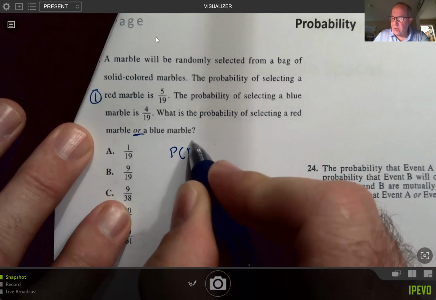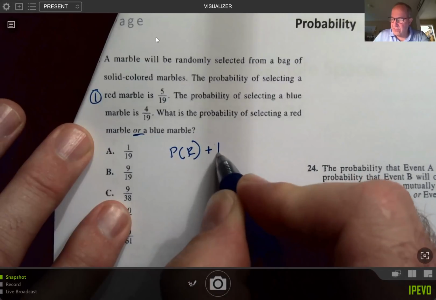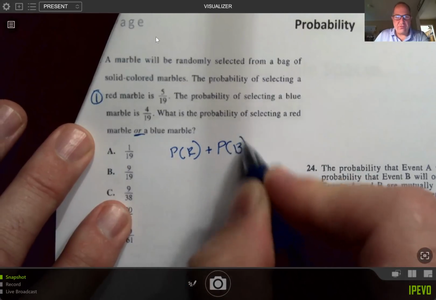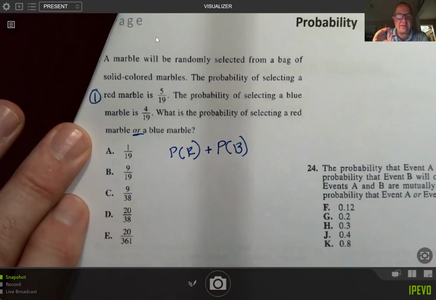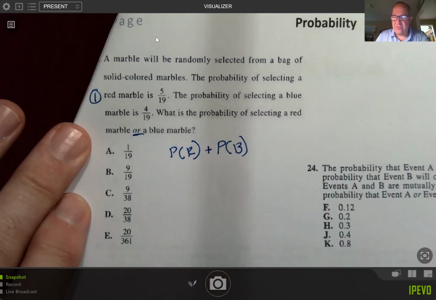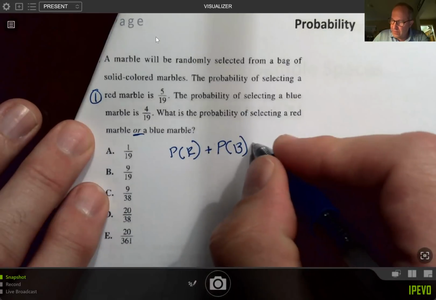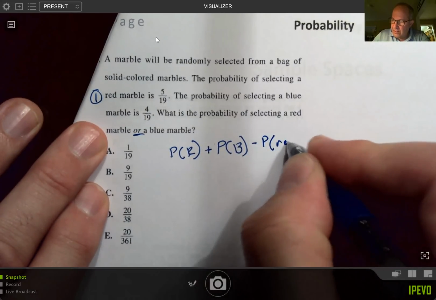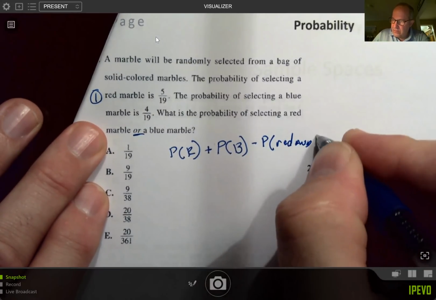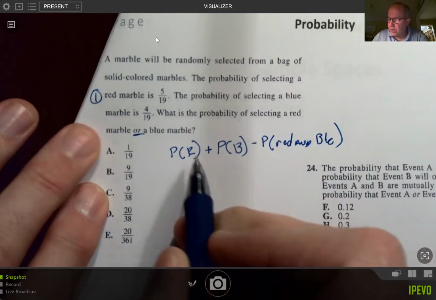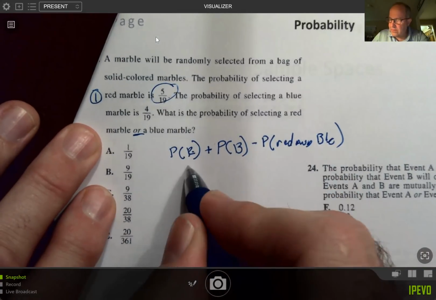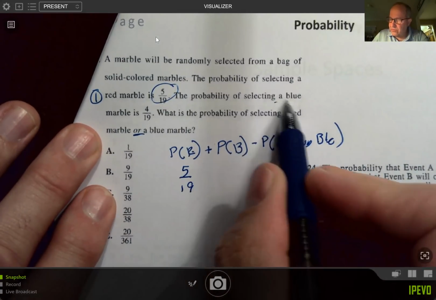Now, when you're doing the ACT, hopefully you are not writing out all this stuff that I'm writing. Hopefully you're just putting numbers down and working it through when you take the actual test, right? This is practice. You want to be able to look back and see what you did. Probability of red and blue. Okay, probability of red is 5/19. Probability of selecting a blue is 4/19.